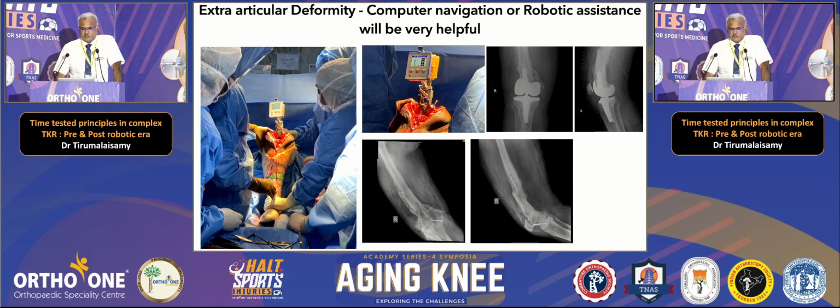In these kinds of extra-articular deformities, where there is minimal deformity but you can't use the intramedullary jig, either you can go for computer navigation, or handheld navigation like this, or robotic help. Without this kind of additional help, you can't make proper cuts of the distal femur as well as the proximal tibia. This is an ideal situation where robotic help is needed, in extra-articular deformities with previous trauma and a lot of femoral flexion deformity as well as varus deformity.